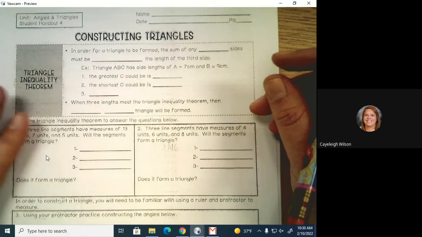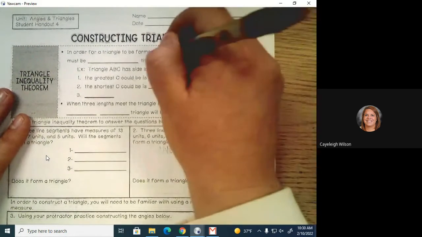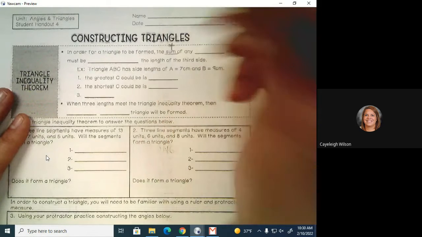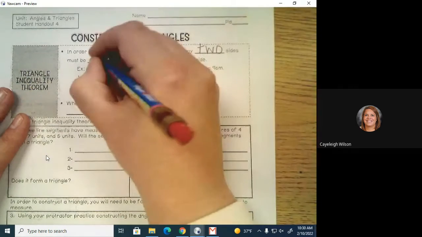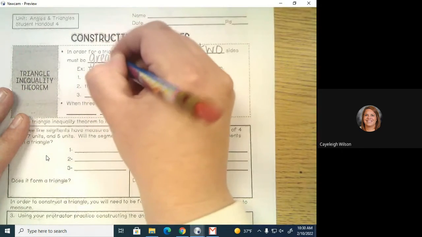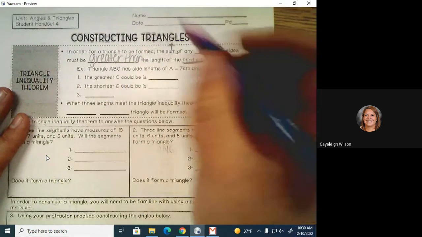Okay, so it says, in order for a triangle to be formed, the sum, so that means add, the sum of any two sides must be greater than the length of the third side.